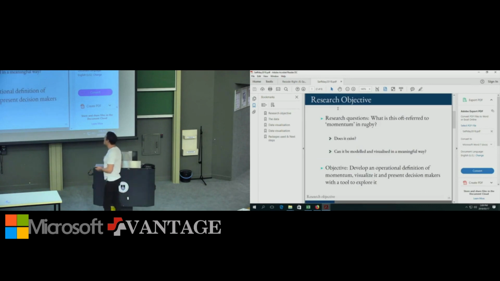So does it exist? If it does exist, can we model it and visualize it in a meaningful way? And the objective really of this research is to operationalize it. So in other words, model it as a function of in-game variables. In the case of Rugby Union, it would be things like the territory gained in a particular phase, the position on the field, the time left in the game, the score difference, and other covariates.